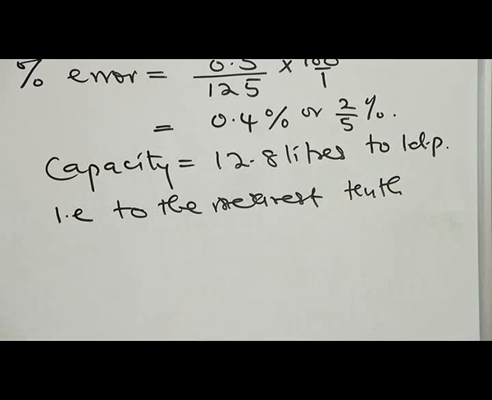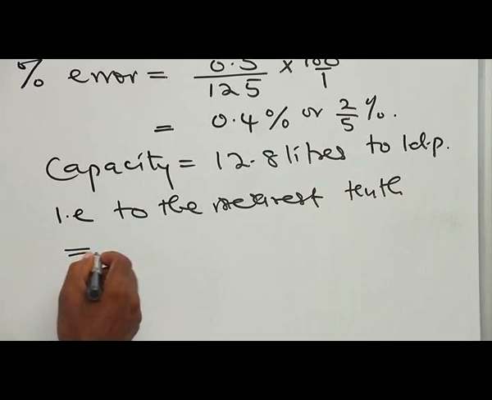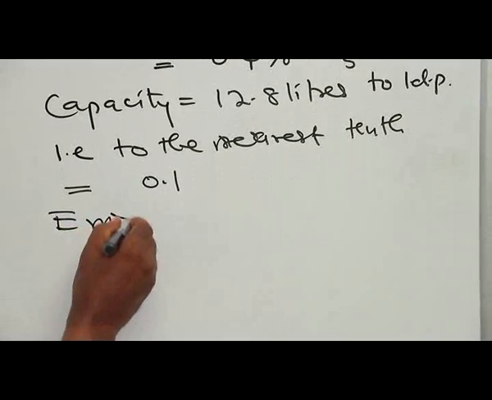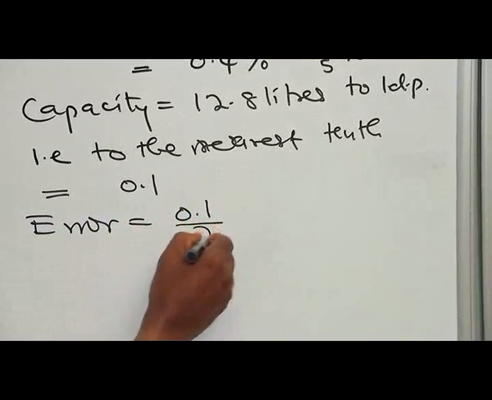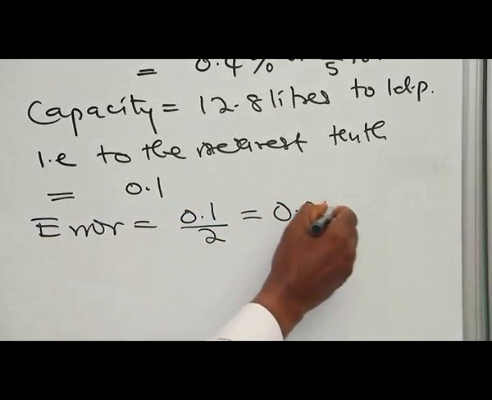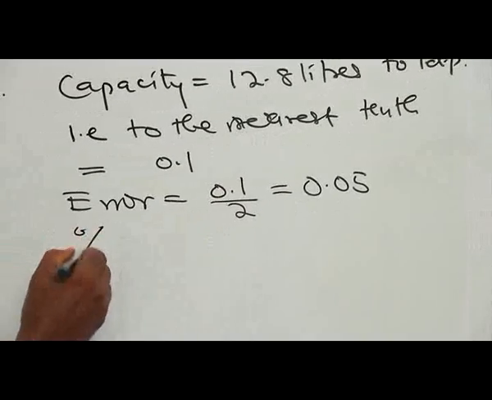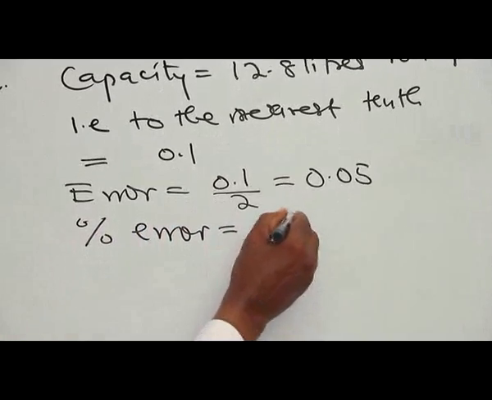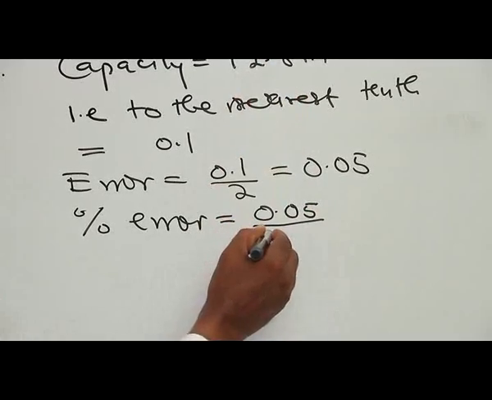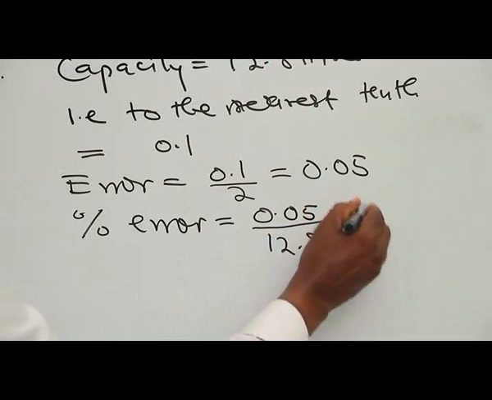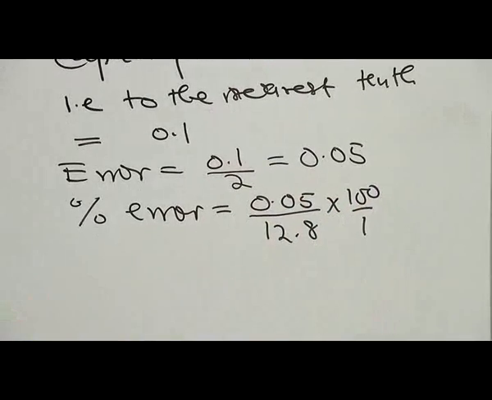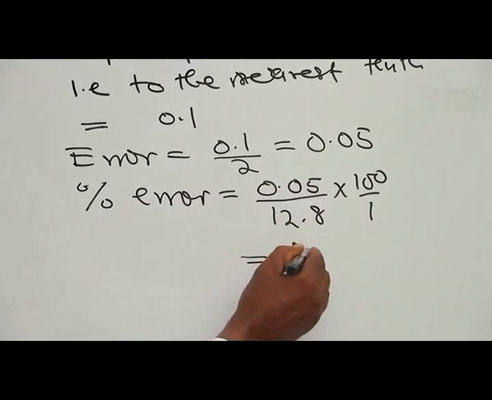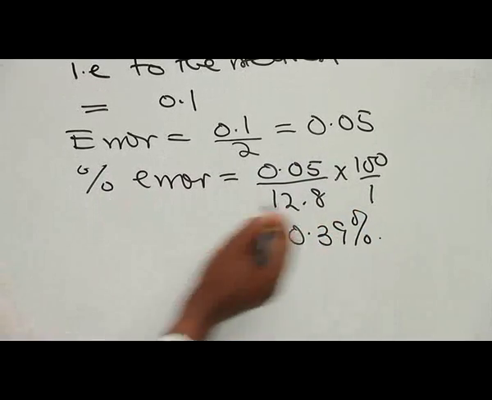To the nearest tenth. And the nearest tenth will be equal to 0.1. And so the error in this place will become 0.1 divided by 2, and that is 0.05. So our percentage error, therefore, will now be equal to 0.05 all over the 12.8 multiplied by 100 all over 1. If you calculate this, you will have 0.39% as the percentage error.